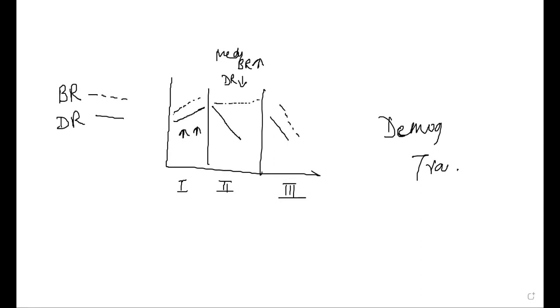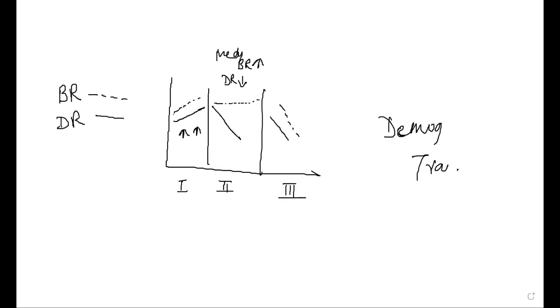Birth rate is high and death rate is low, because there was still a lack of education. People were not aware of family planning and all that. And the decrease in death rate is because some medical facilities came up.